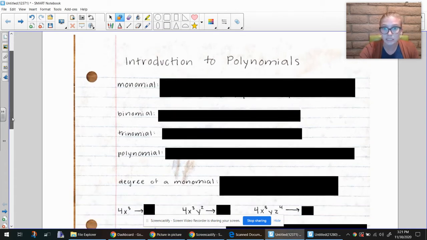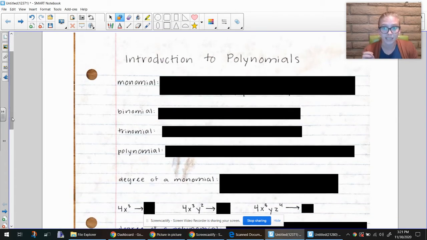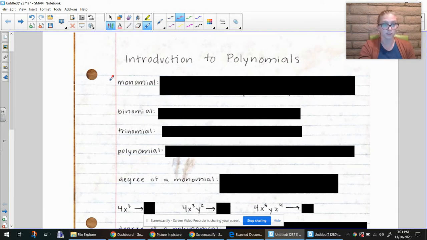Well, polynomials are going to be expressions or terms or combinations of terms that have no square roots or negative exponents. So they can only have positive exponents, but their coefficients can be anything. There's a couple different kinds of polynomials that we're going to talk about. These all have different names, but they are all polynomials. So this whole section right here, monomial, binomial, trinomial, and polynomial, are all polynomials, even though they go by different names.